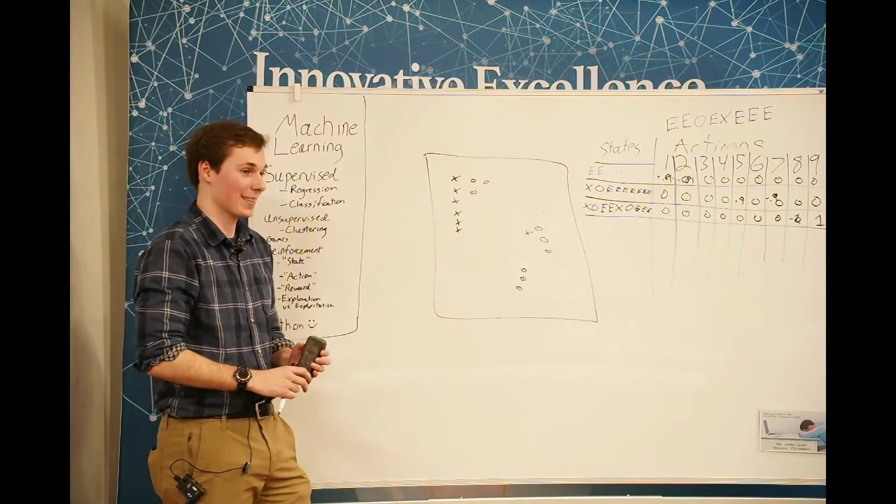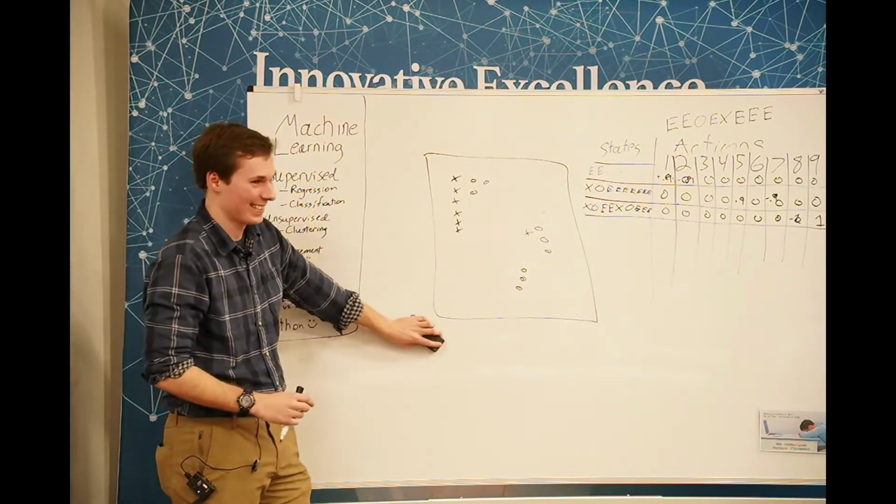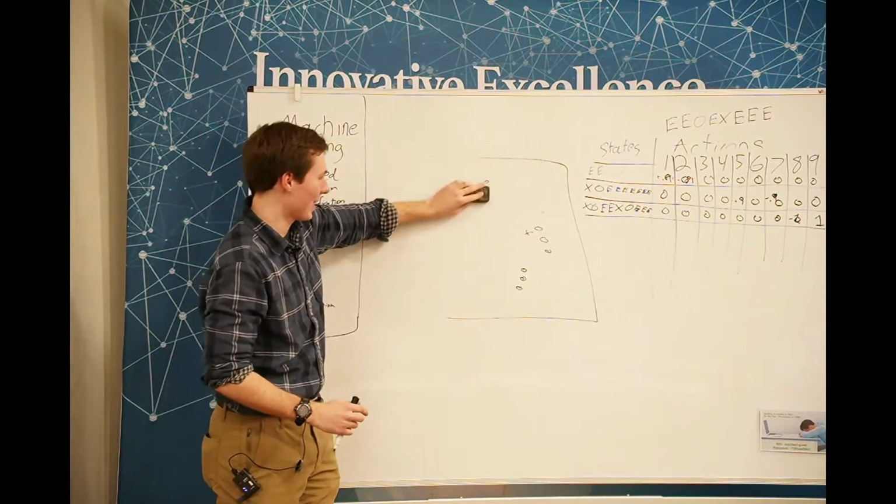19 by 19. So the number of combinations is 19 by 19. There's a lot that could happen.